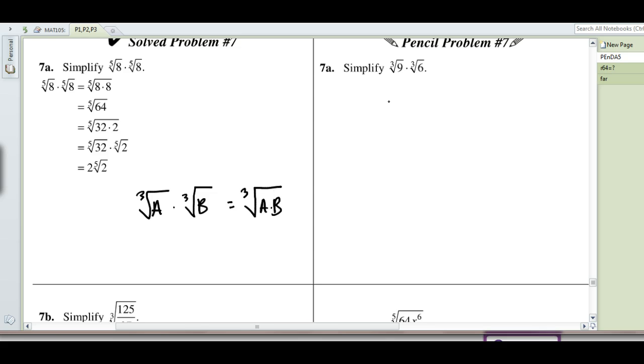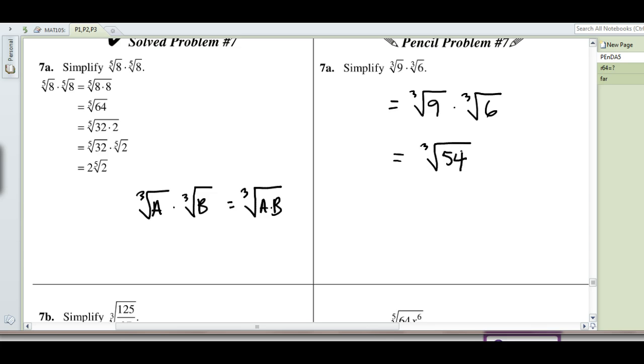So we can start off by looking for the cube root of 9 times the cube root of 6. Well, 9 times 6 is equal to 54. So this is just the cube root of 9 times 6, which is 54. Okay, so now inside there we want to look for perfect cubes.